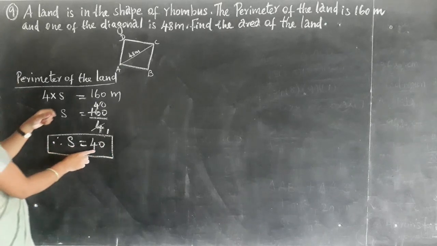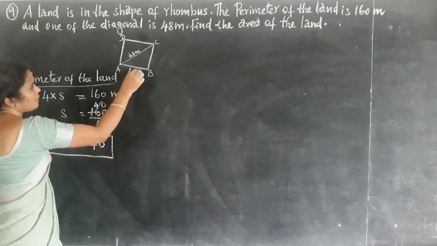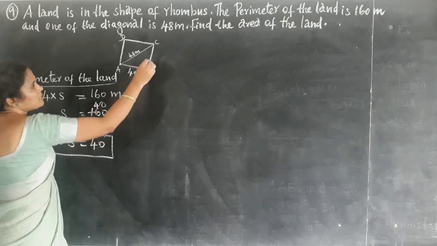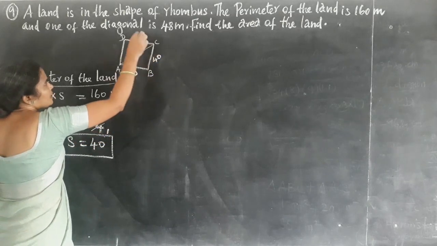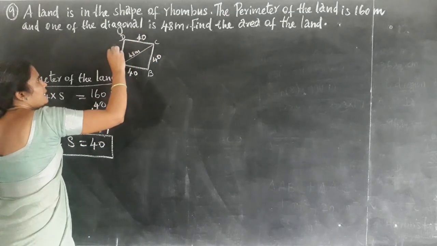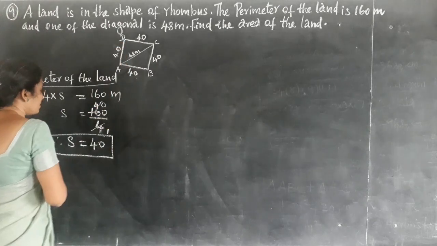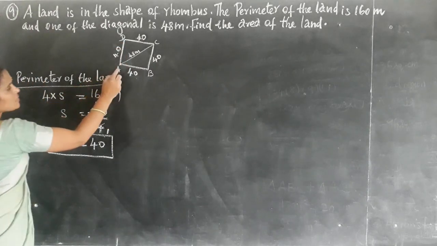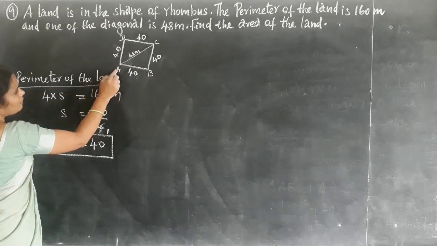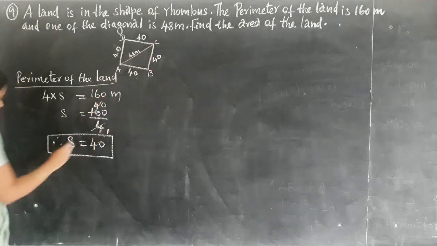The side of the rhombus is 40. So AB is equal to 40. Then BC is also 40. So CD is also 40 and AD is equal to 40. So now, let us find the area of triangle ABC.